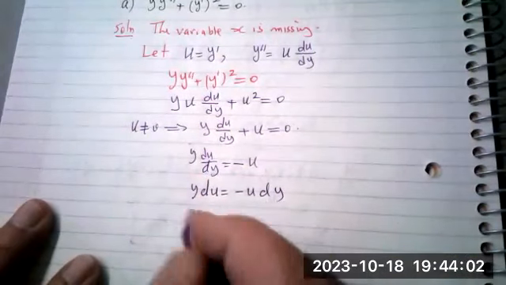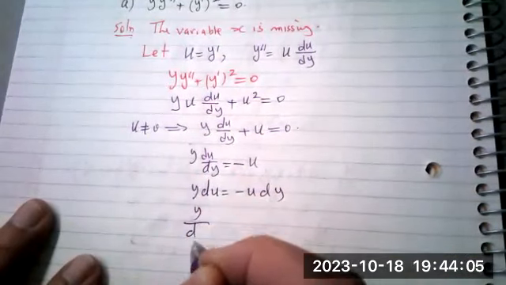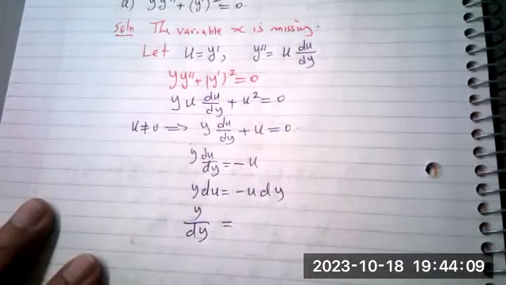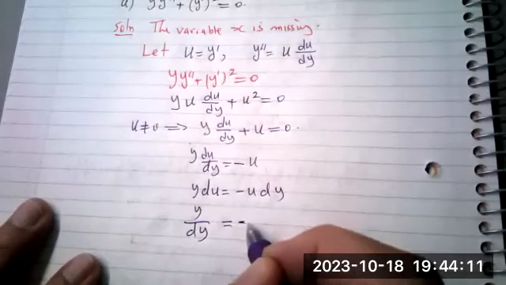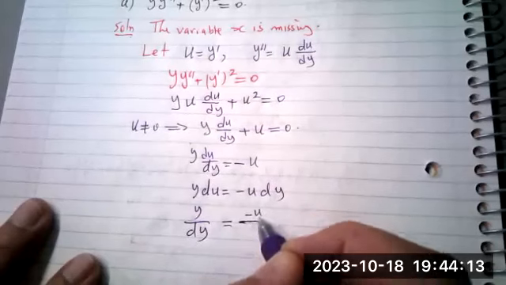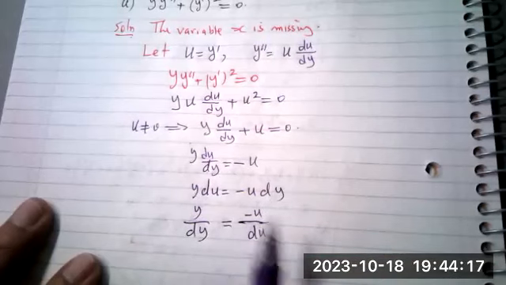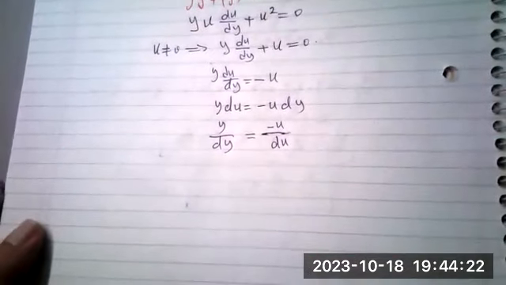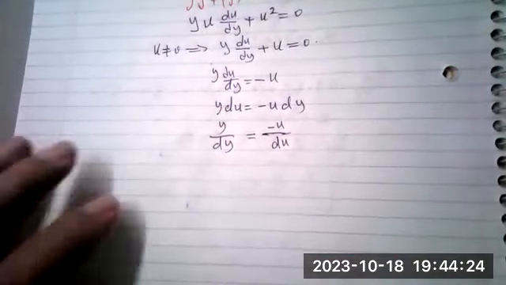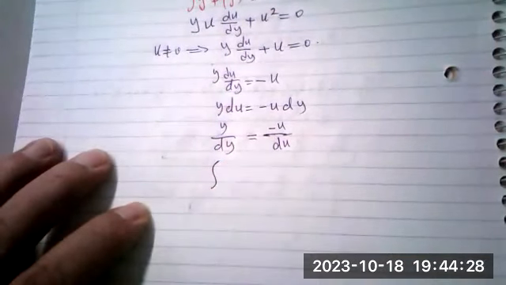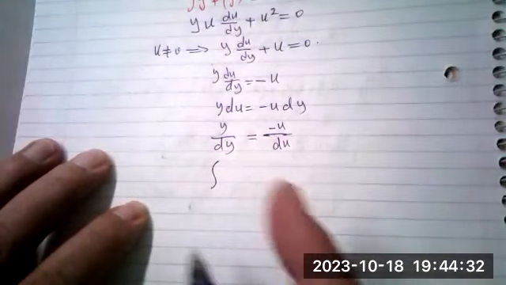So to get the y and the dy, so y over dy. And over here, we get the negative u over du. You see, if you cross multiply, you get exactly what you have here. So now it's a separable variable. Take the integral. Oh, I'm sorry, I can't do it. I have to switch it. I wrote it down badly.